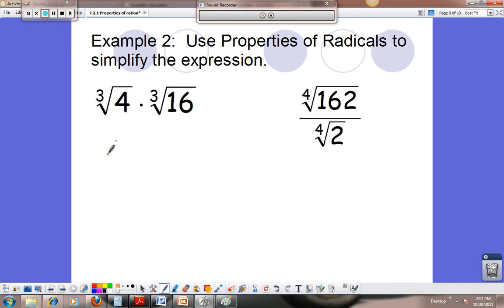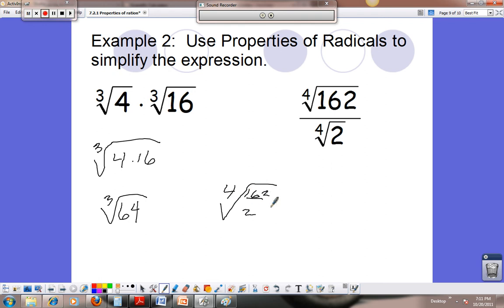Remember, whenever we have the same index, it's asking for the cube root of 4 times 16. So the cube root of 4 times 16 would give us the cube root of 64. And on the next one, we want the fourth root of 162 over 2. So the fourth root of 162 over 2 would give us the fourth root of 81.